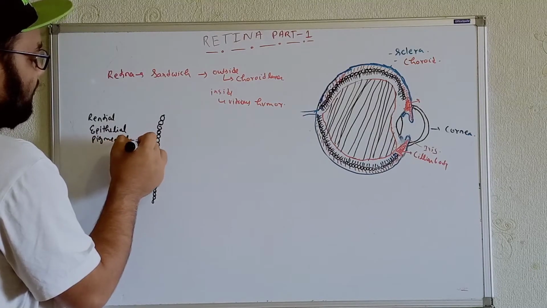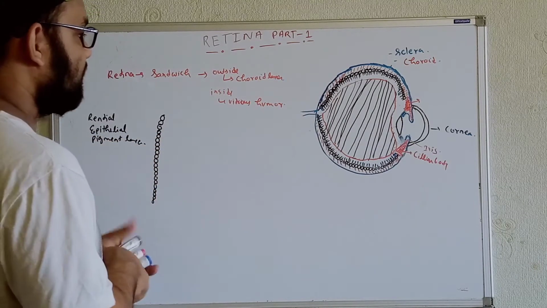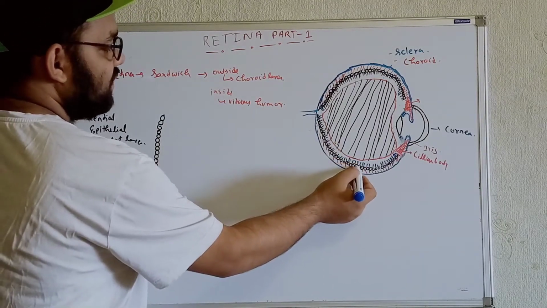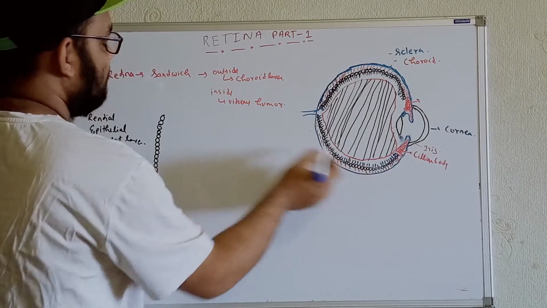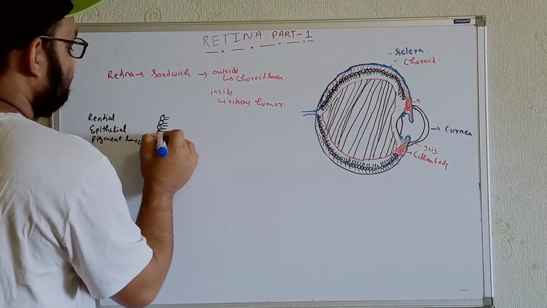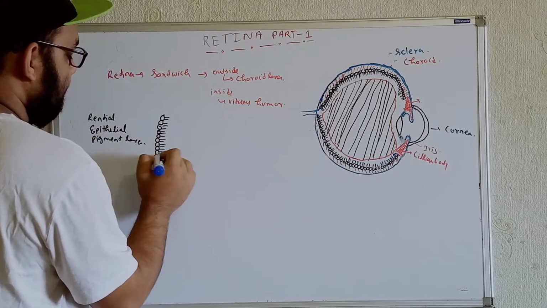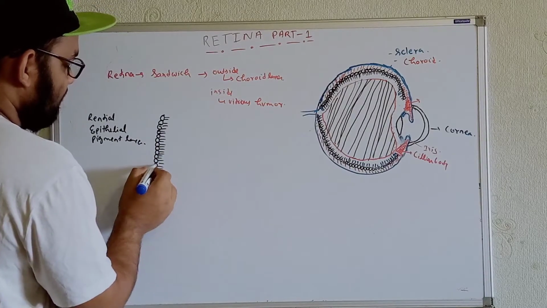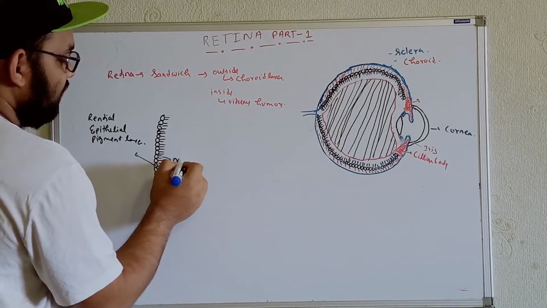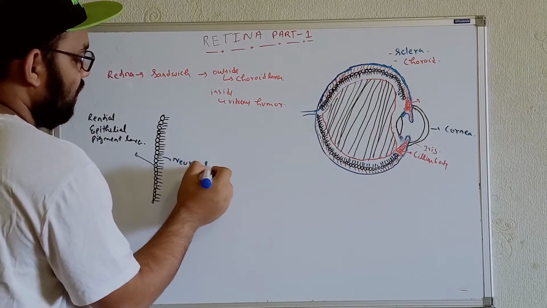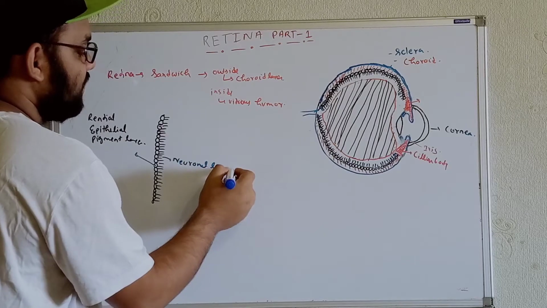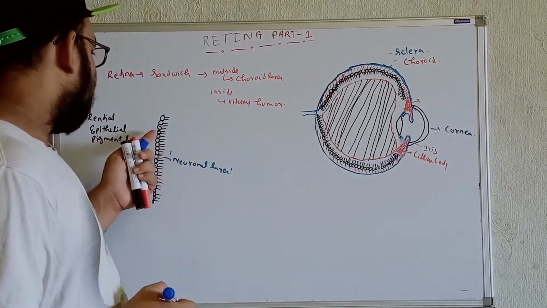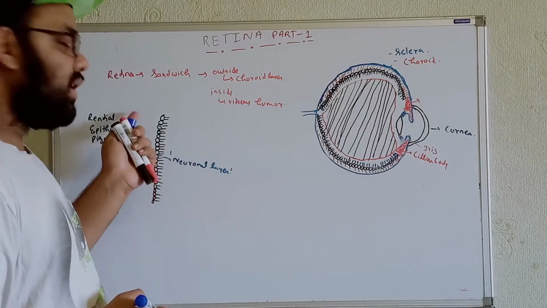After that we get the neuronal layers. I have shown the neuronal layers with this color over here. Try to understand: this is the neuronal layer, and this is the pigmented epithelial layer. Within our neuronal layers, we get different kinds of photosensitive cells, in terms of rod cells and cone cells. And this one is the retinal pigment epithelial layer.